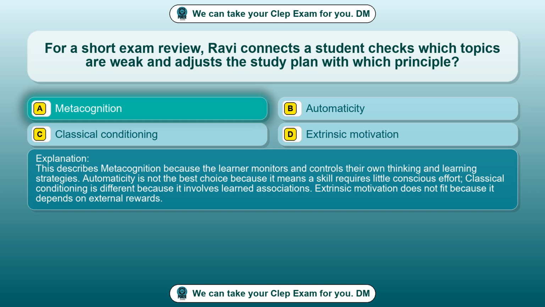This describes metacognition because the learner monitors and controls their own thinking and learning strategies. Automaticity is not the best choice because it means a skill requires little conscious effort. Classical conditioning is different because it involves learned associations. Extrinsic motivation does not fit because it depends on external rewards.